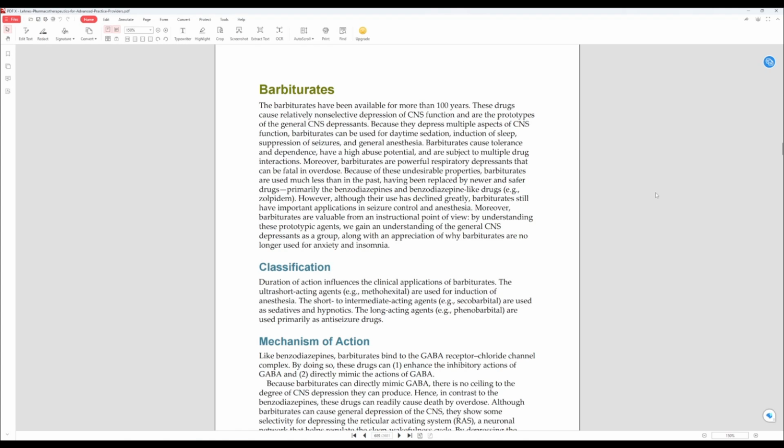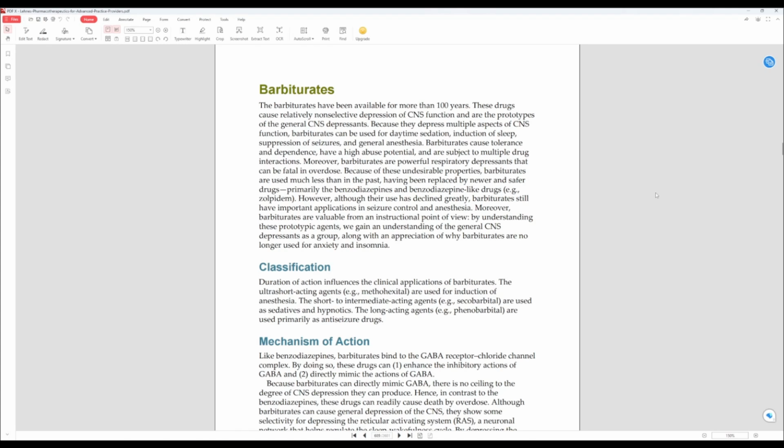They have a high abuse potential and are subject to multiple drug interactions. Moreover, barbiturates are powerful respiratory depressants that can be fatal in overdose. Because of these undesirable properties, barbiturates are used much less than in the past, having been replaced by newer and safer drugs, primarily the benzodiazepines, as well as benzodiazepine-like drugs.